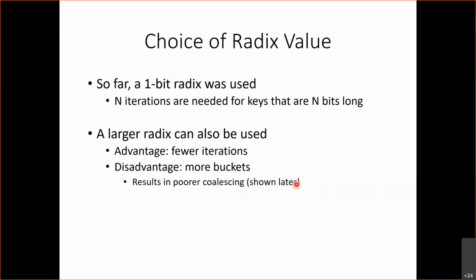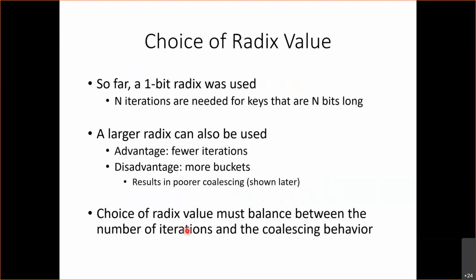So when we choose the radix, the choice of the radix value must balance between two things. We must balance between the number of iterations and the coalescing behavior. We want to have a large enough radix value so that we have a reasonable number of iterations, but we don't want to make it too large such that the coalescing starts to hurt our performance.